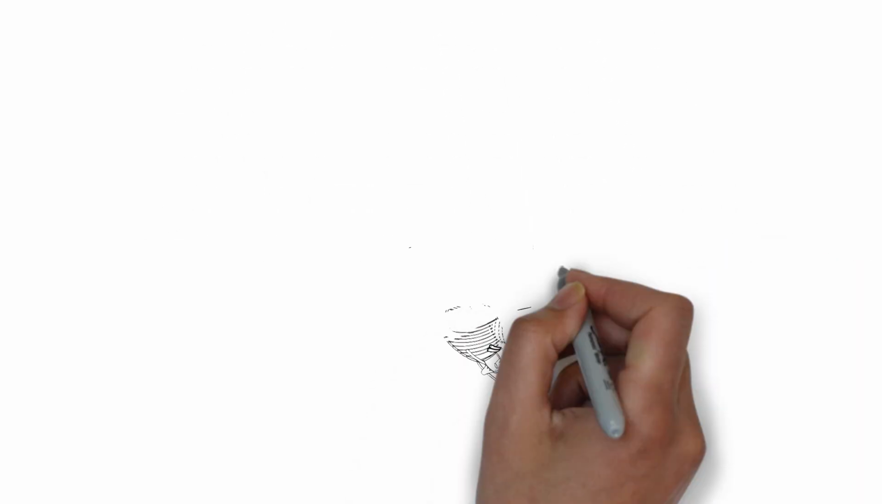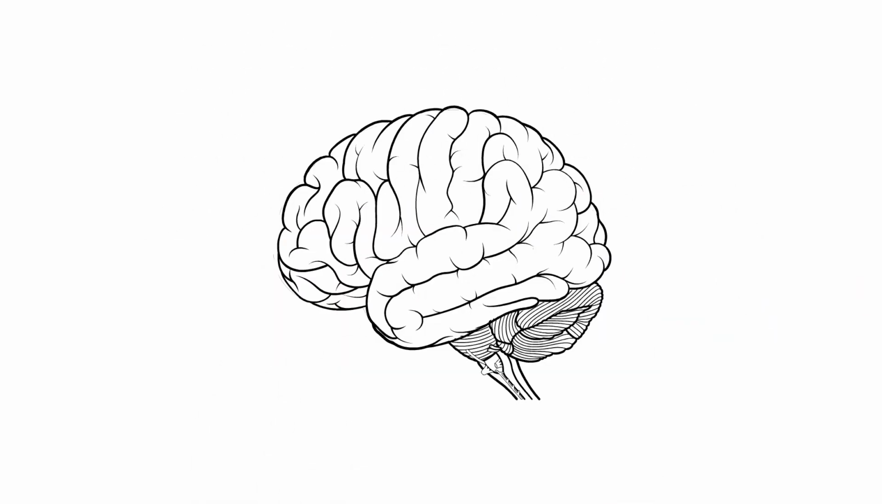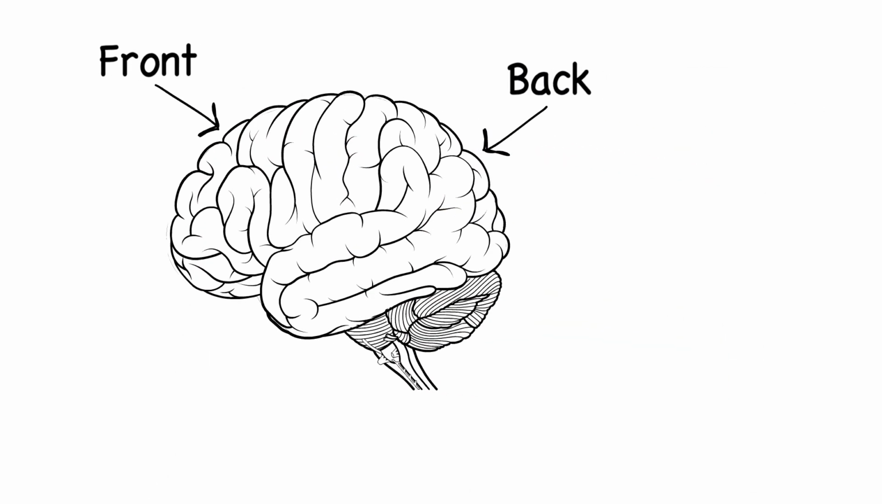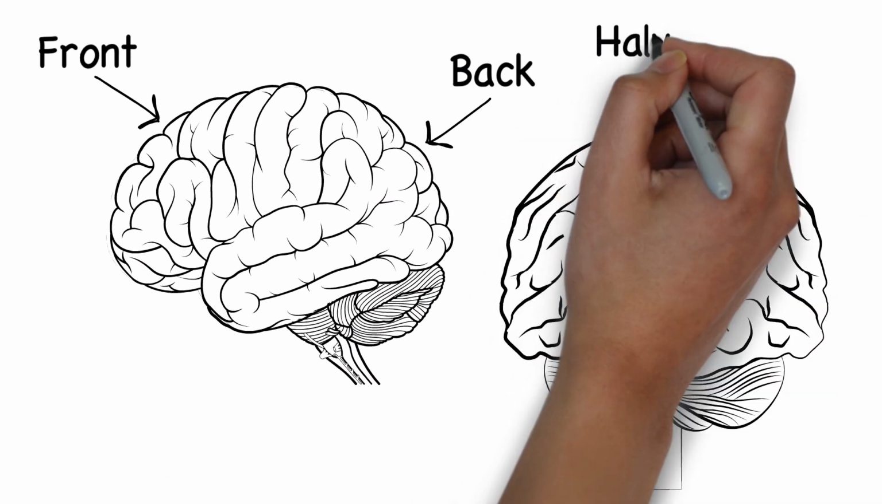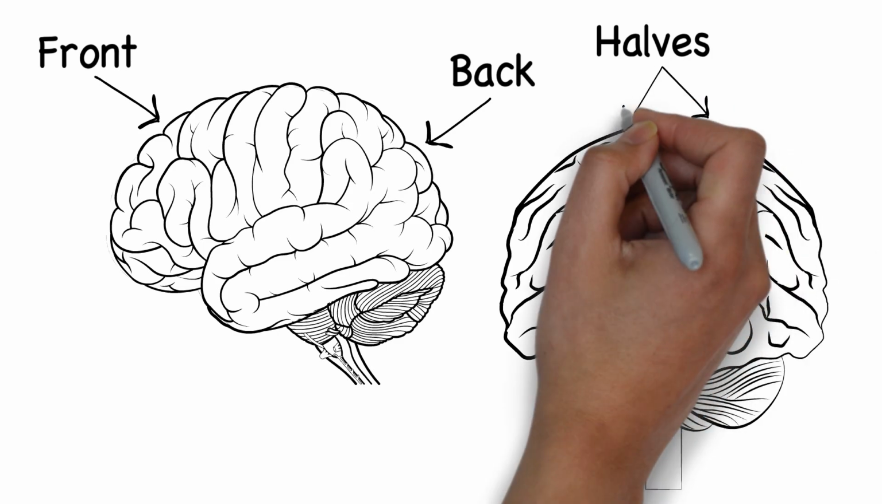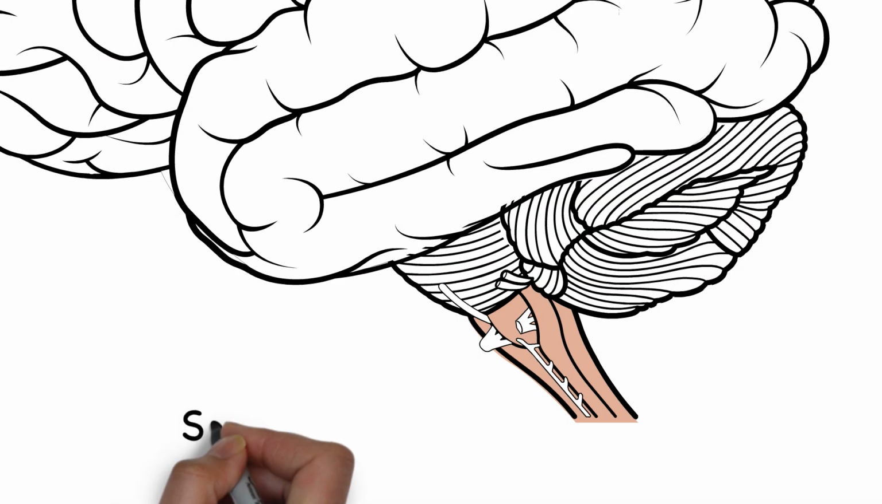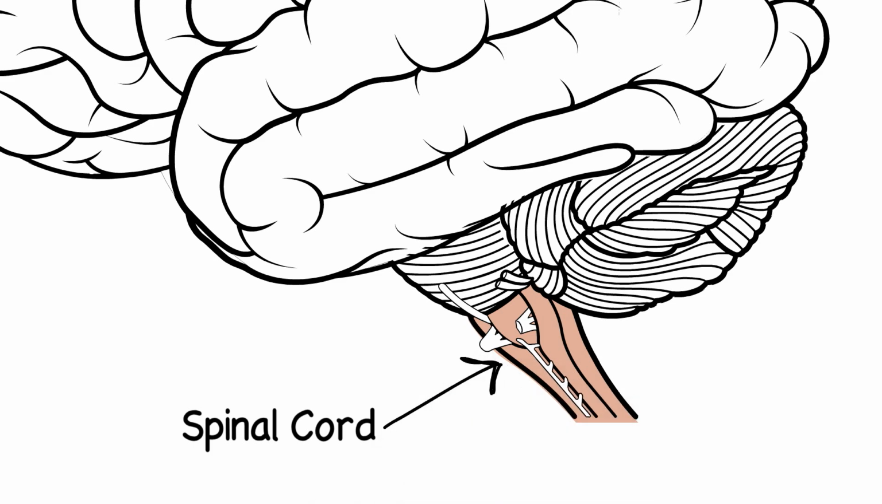This video will give you an overview of the key structures of the human brain. This is the front, this is the rear, and these are the two sides. Here is where the brain is connected to the spinal cord that runs through your neck.